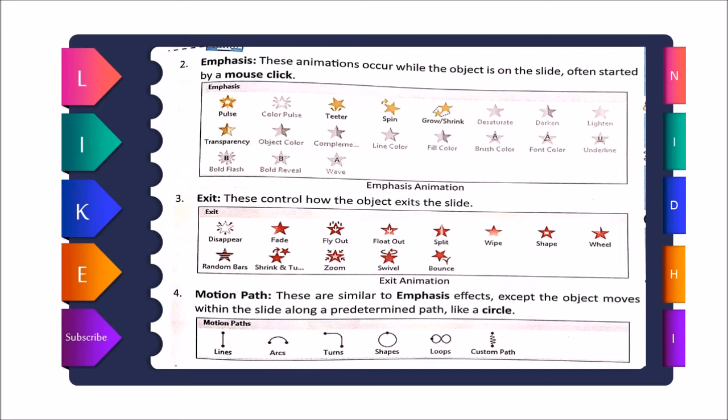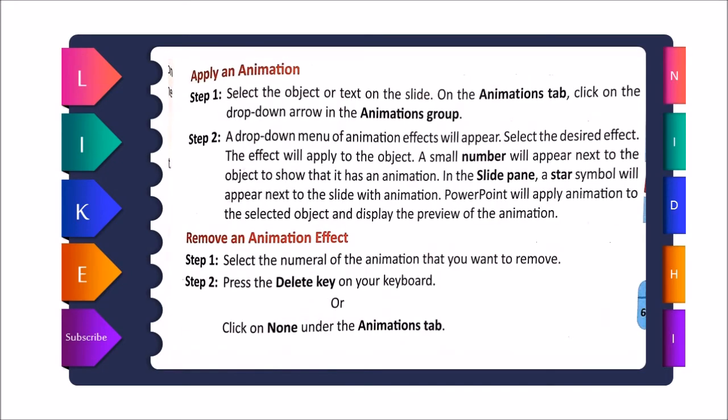Okay, next is applying an animation. How we can apply an animation? So select the object or the text on the slide. In the Animation tab, we can click on the drop-down arrow in the Animation group.